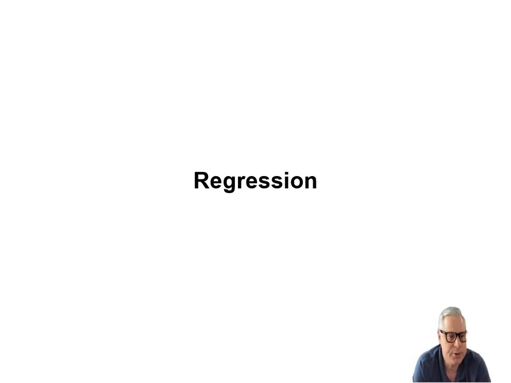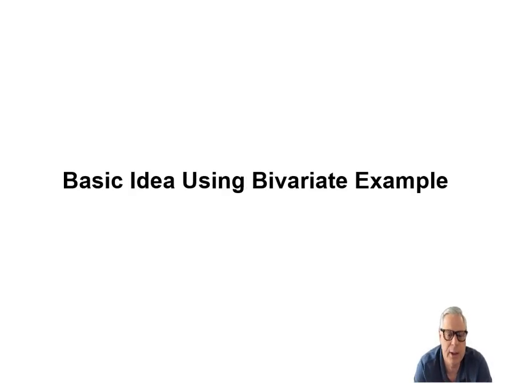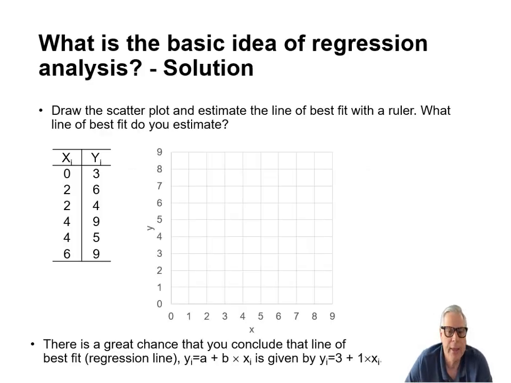Alright, welcome to this series of videos on regression, and let's just get started by illustrating the basic idea of regression analysis using a simple bivariate example. And what you see here is basically data. We have an independent variable xi and a dependent variable yi. So we have a total of 6 observations.